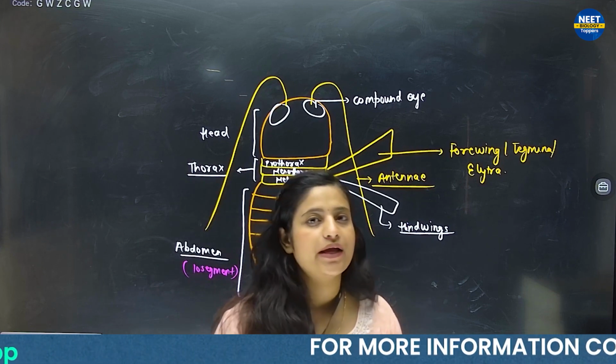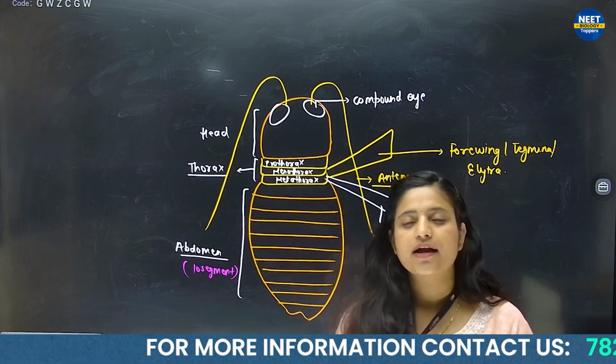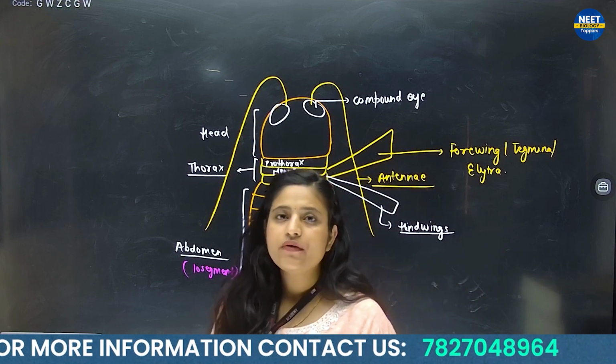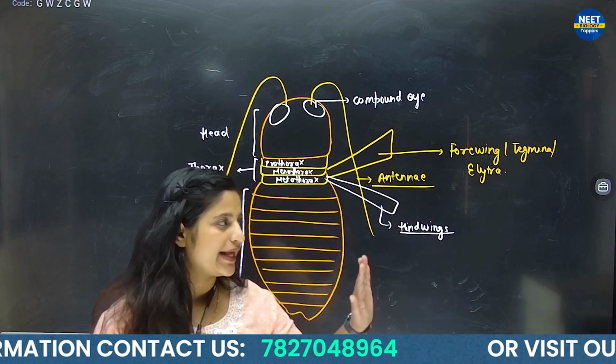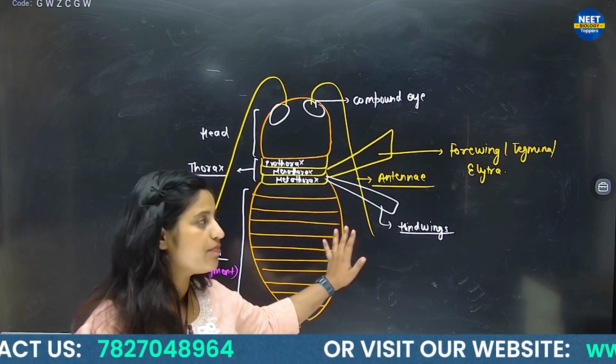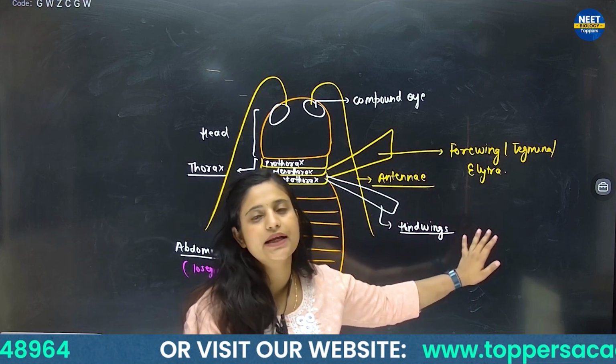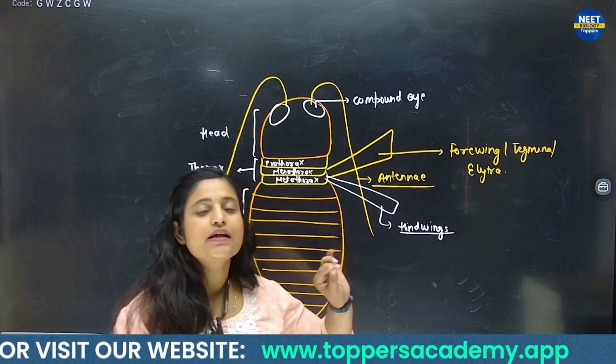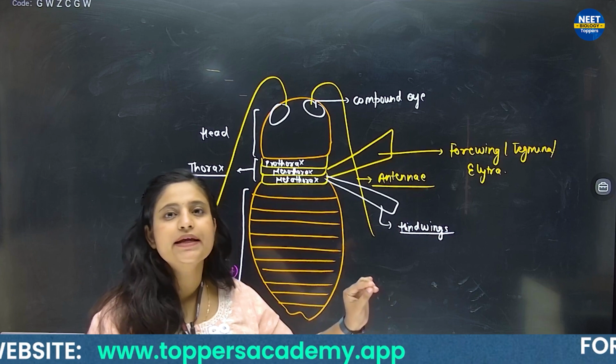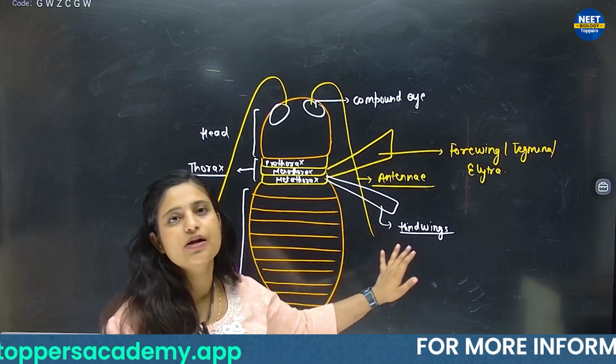Cockroach has two pairs of wings. One is forewings and the next is hind wings. Forewings are responsible for protection. They just provide protection because they are made up of a chitin layer. But the hind wing is thin and transparent in nature, and this one is responsible for flight.